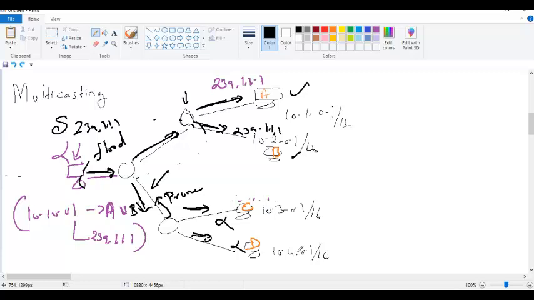See, the pruning happens not just once. Every time the flooding comes, the pruning will happen. Whenever multicast traffic is sent by the source, the flooding is going to happen, and again the pruning is going to happen.